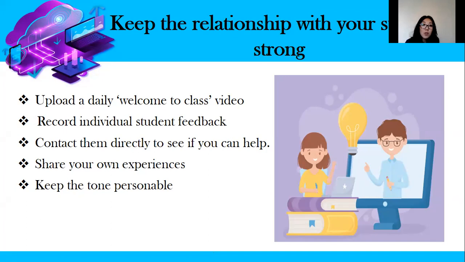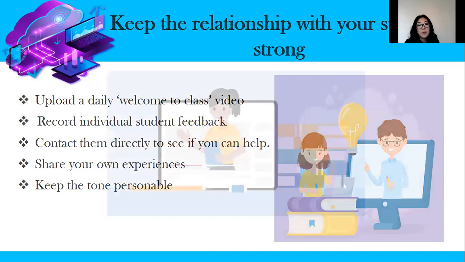And keep the tone personable. When you're typing messages to your students, don't forget about smiles, gifs and emojis, which you can use. So students can feel that you are here and you are their teacher, and you are concerned about their knowledge and their life. We shouldn't forget these key moments of the relationship between student and teacher while we are online.